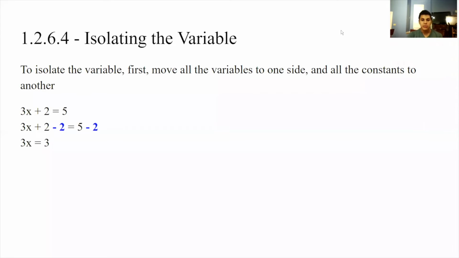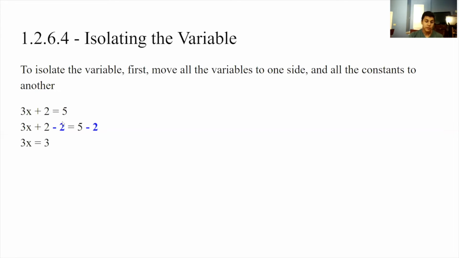So we've been talking about isolating the variable, but before we did that, we had to go over a few basics of algebra to understand how to actually do it. To isolate the variable, you have to first move all the variables to one side of the equation and all the constants to the other. A constant is just a number like 2 or 5 or 7, a whole number that's not a variable. So in the example below, we start with the equation 3x plus 2 equals 5.